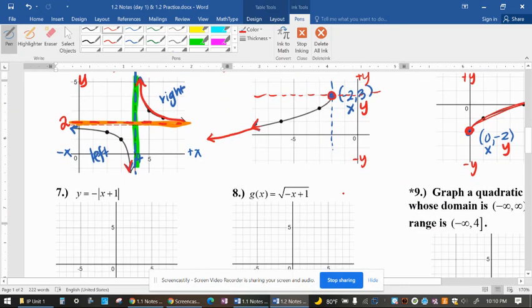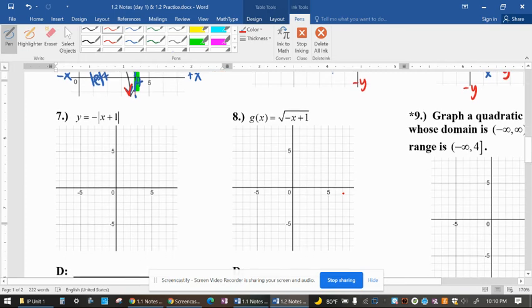Okay, so I'd like you to pause the video and graph number 7 and 8 by yourselves with a table of values. And then you can go ahead and push play when you've graphed both of them, and we'll talk about their domain and range.